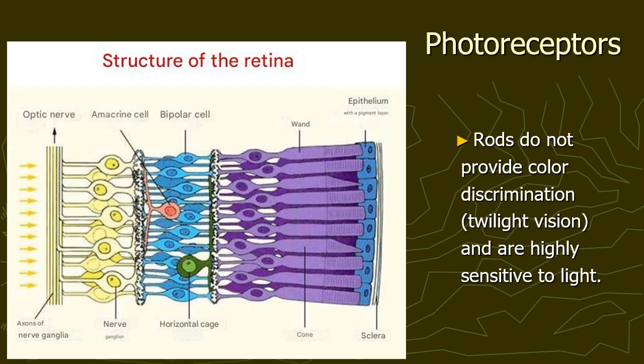As for the rods, let's figure it out first. They do not provide a difference in colors, that is, the same nerve impulses are formed regardless of what color a given object is. In this case, we see objects in gray-blue color in insufficient light. The rods are characterized by high photosensitivity. They form night vision, we can say, and are also responsible for peripheral vision.